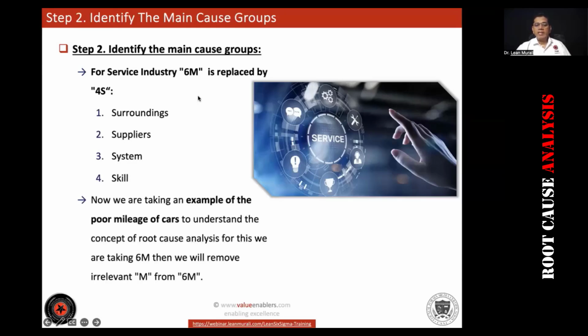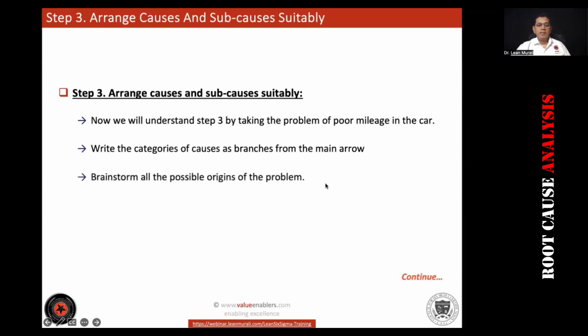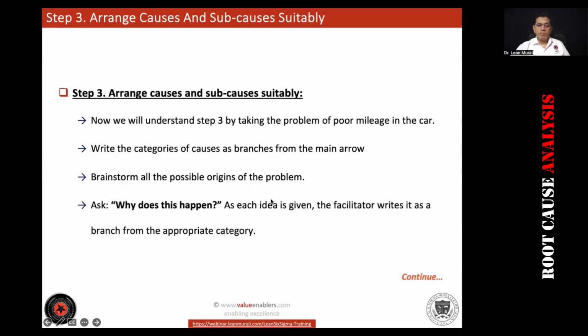Now we are taking the example of poor mileage of cars. So we will take 6M. Now we will understand step 3 by taking the problem of the poor mileage in the car. Write the categories of causes as branches from the main arrow, brainstorm all possible causes, ask why it happens. As each idea is given, the facilitator writes it on the branch in the appropriate category.